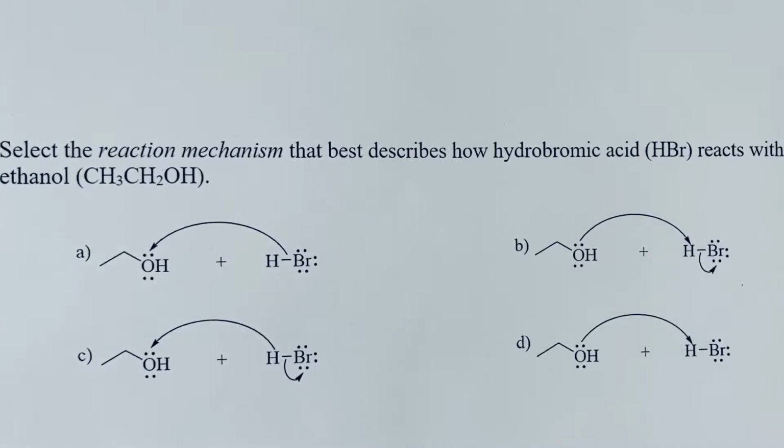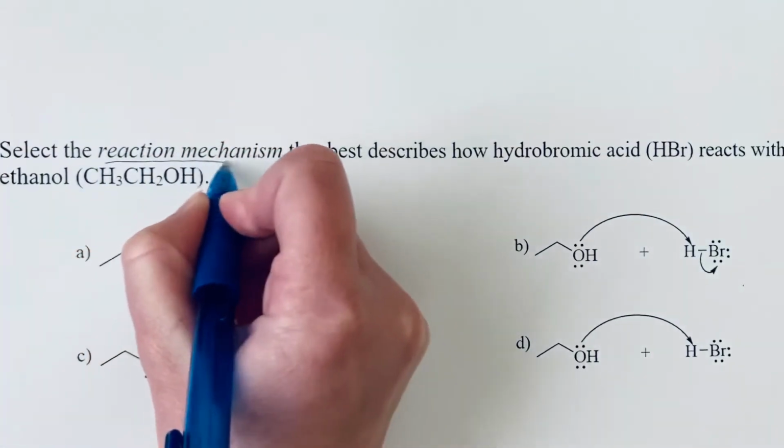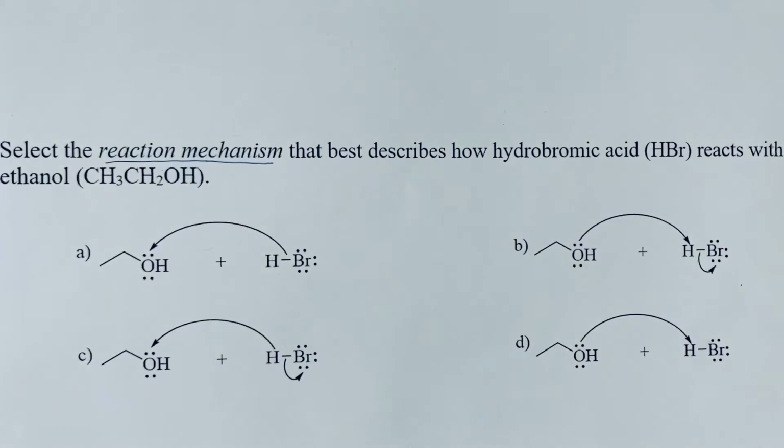Select the reaction mechanism that best describes how hydrobromic acid reacts with ethanol. So in drawing reaction mechanisms, we are drawing curved arrows that show how electrons flow in the reaction. In other words, they're going to show us how bonds form and how bonds break.